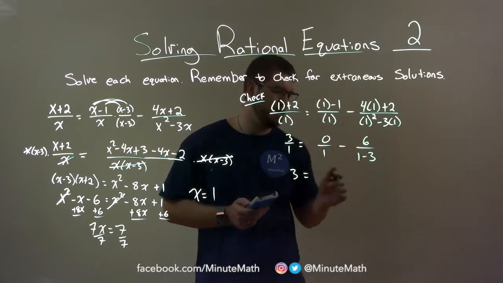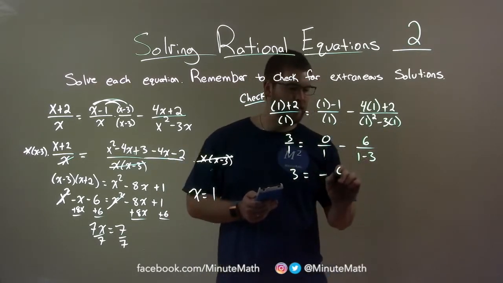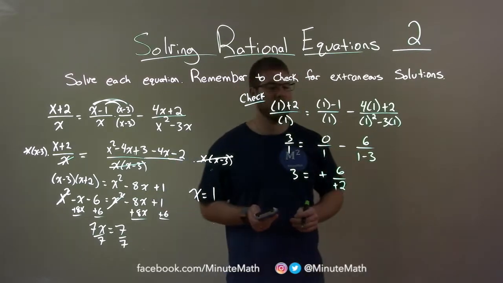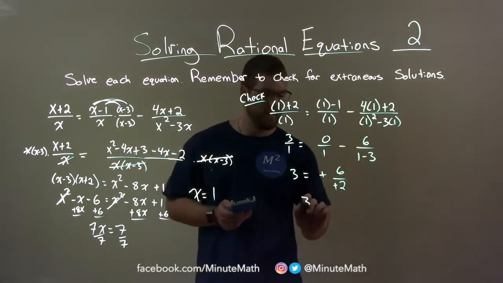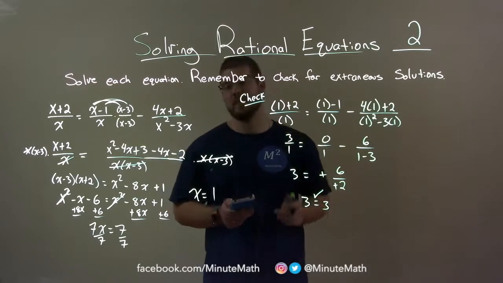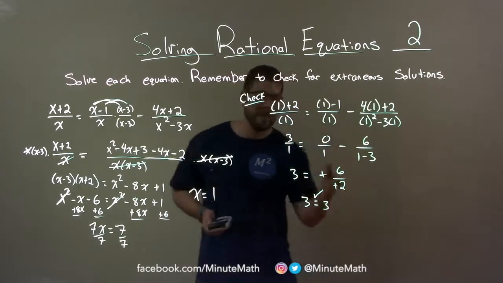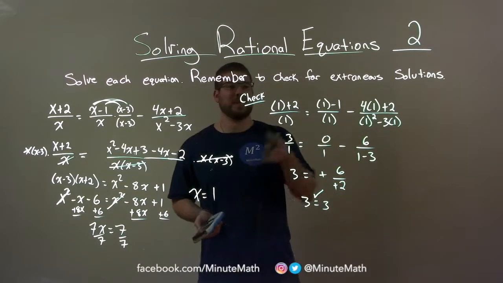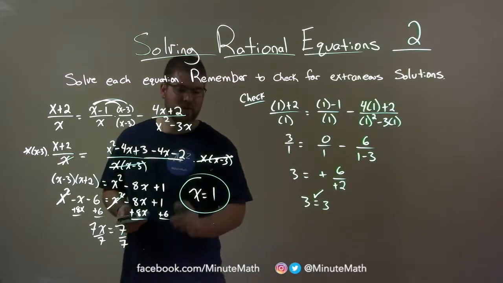Equals 0 over 1 is 0. Don't really worry about it. We have 6 over 1 minus 3, which is minus 2. Negatives cancel. Positive. 6 over 2 is a 3. 3 does equal 3. That's a true statement. Meaning that x equals 1 is not extraneous, but a real solution and our final answer.